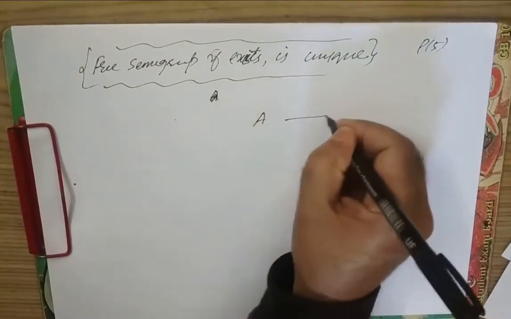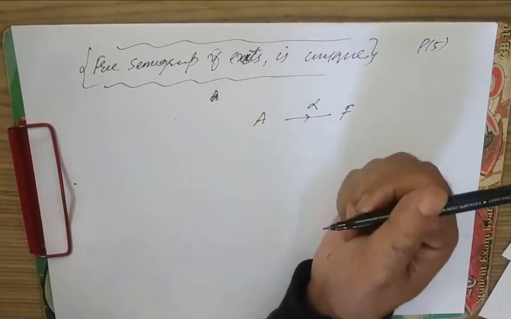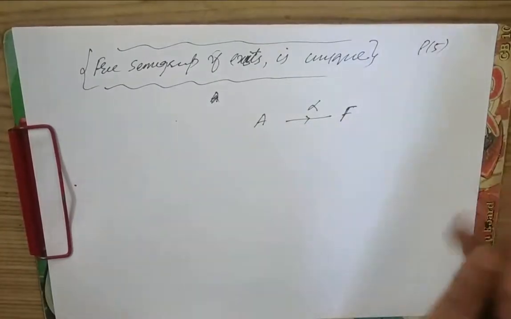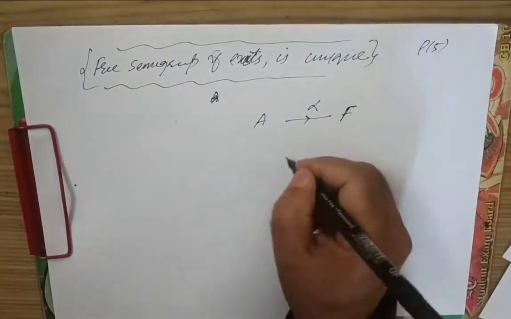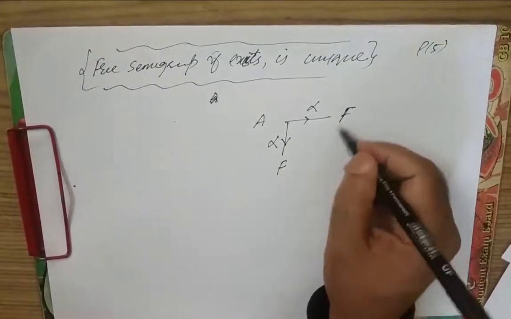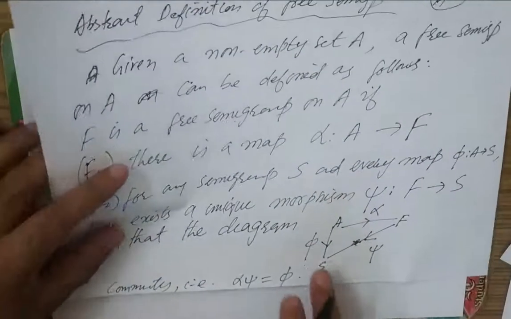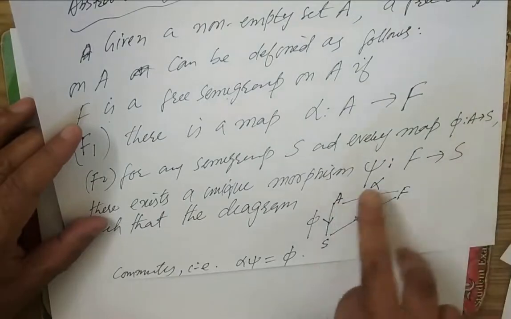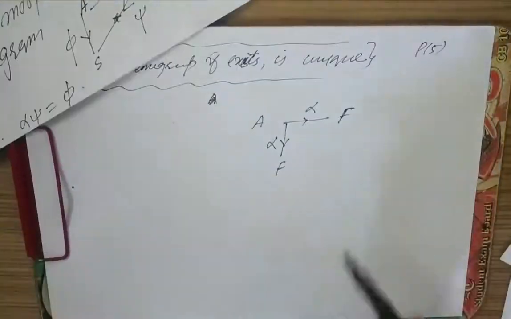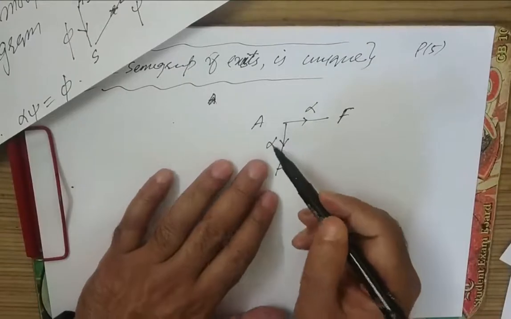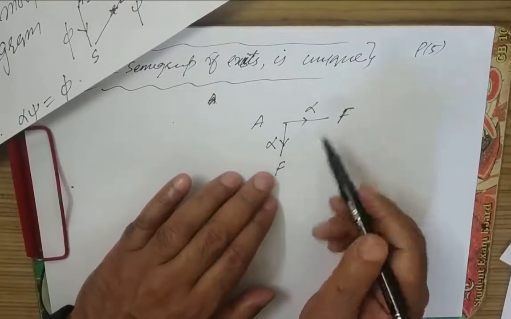So that means we have this diagram. We have this map alpha from A to F, and F is a semigroup. Then for any other semigroup S and any map phi from A to S, there is a unique morphism. But let's take the other semigroup also as F. This is true for any other semigroup, by the second property of a free semigroup. So let's replace that semigroup by F, because F is already a given semigroup.